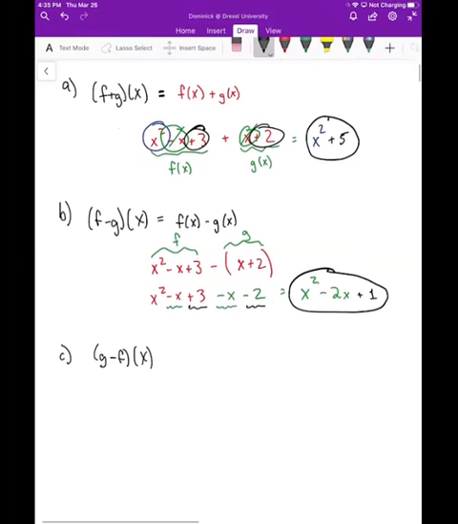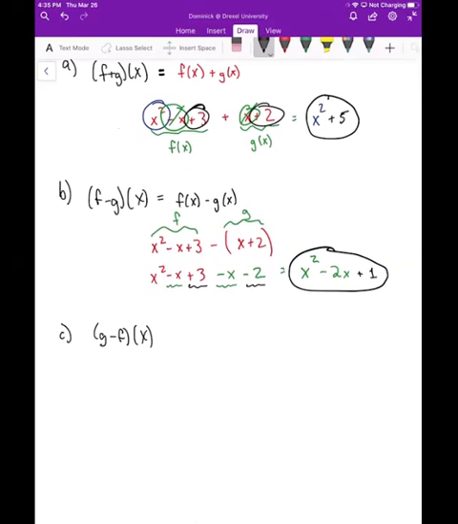Okay. Now in part C, they're asking us to find the reverse of this. So in this case, we want g of x minus f of x. So g of x is, of course, x plus 2. And then I need to make sure that my f is in parentheses. So x squared minus x plus 3.